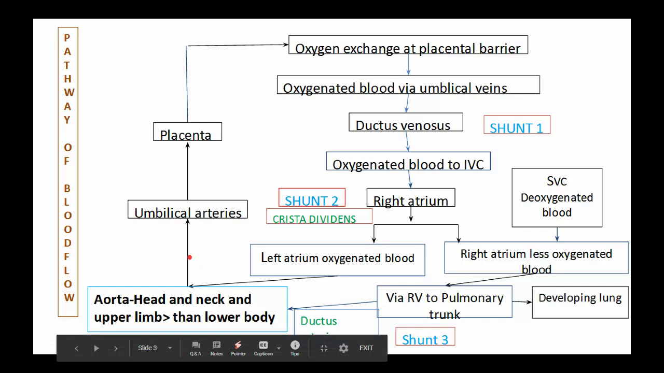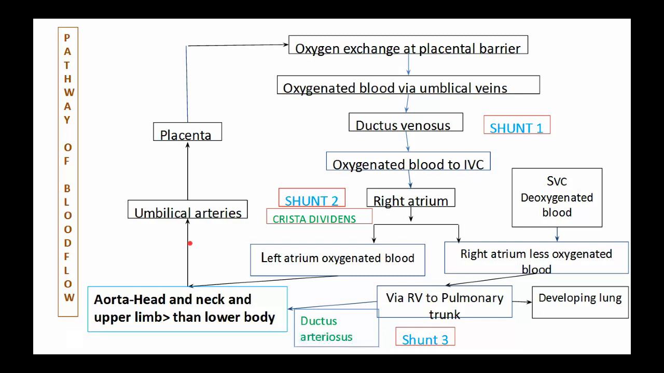Now from the aorta, it distributes to the rest of the body, and again the deoxygenated blood is carried by the umbilical arteries, and again it will go to the placenta for oxygenation.